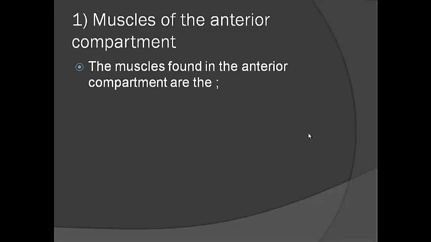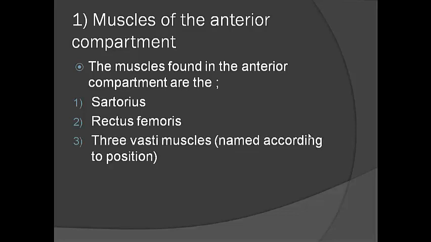So, the muscles found in the anterior compartment, we're just going to name them for now, are going to be called the sartorius. We have another muscle called the rectus femoris. We have three vasti muscles, and each of these is named according to its position. We're going to look at that in a little bit more detail in a minute.